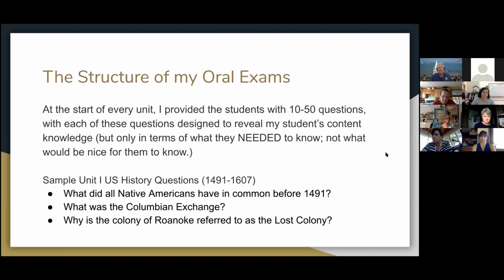So to get to the structure of my oral exams, and this is based on a wonderful resource, which I'm going to be sharing with you later on. In fact, some of the wording of what you're going to now see in the next several slides comes directly from that resource. I believe it's called A Short Guide to Oral Assessment or something along those lines. At the start of every unit, I provide my students with 10 to 50 questions.